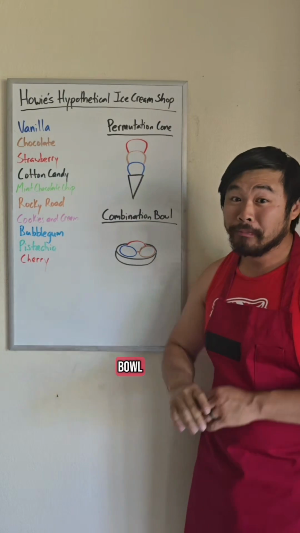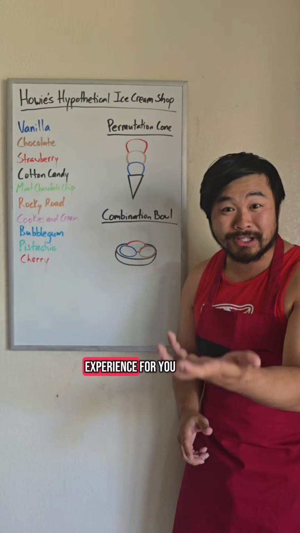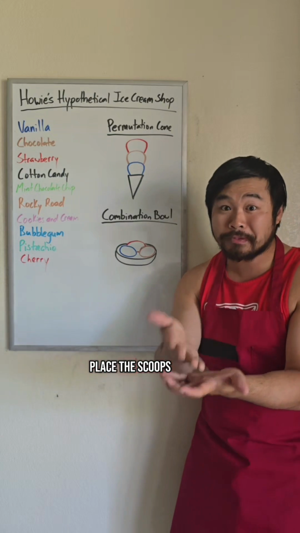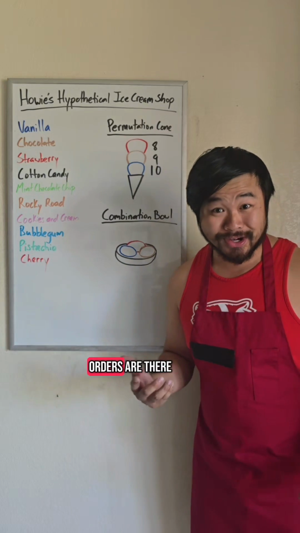Versus a combination bowl, order doesn't matter. No matter how I scoop it, it's going to be the same experience for you because you can eat it however you want. So however I place the scoops really doesn't matter. Now the question is, how many different orders are there?